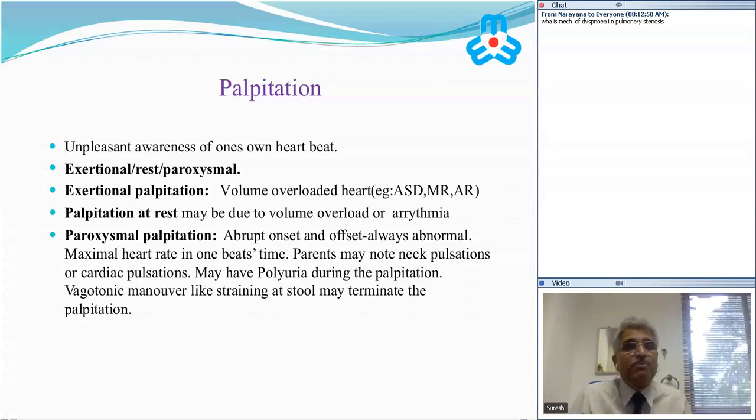A feature of paroxysmal palpitation in children is more often SVT. During an episode of SVT, there may be polyuria, and the child or the parents might notice inadvertently that a vagotonic maneuver like straining at stool or gulping down cold water may terminate the palpitation, because these are vagal stimuli. So paroxysmal palpitation is abrupt in onset and offset, where the maximal heart rate is achieved in a beat's time. You may notice neck pulsations, and a vagotonic maneuver may terminate it.